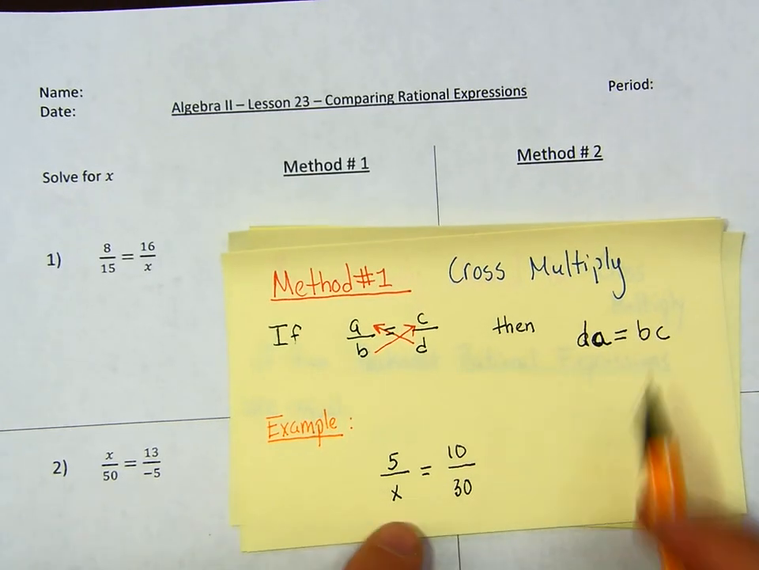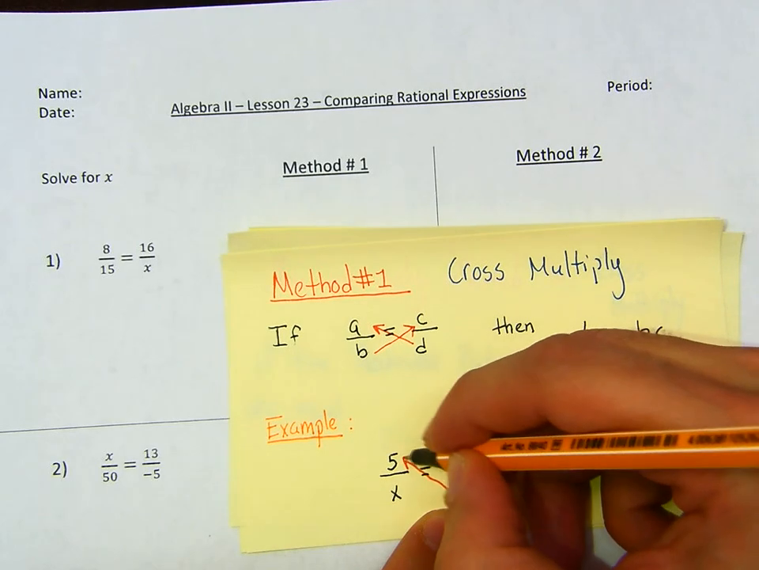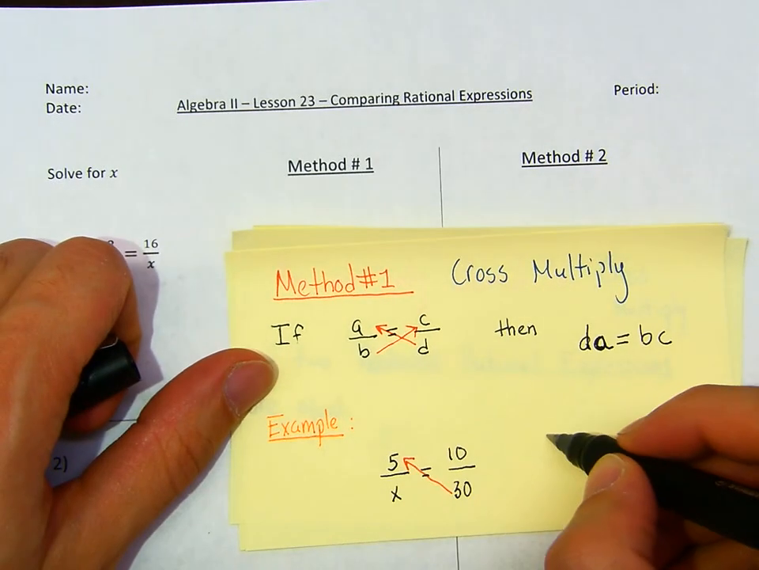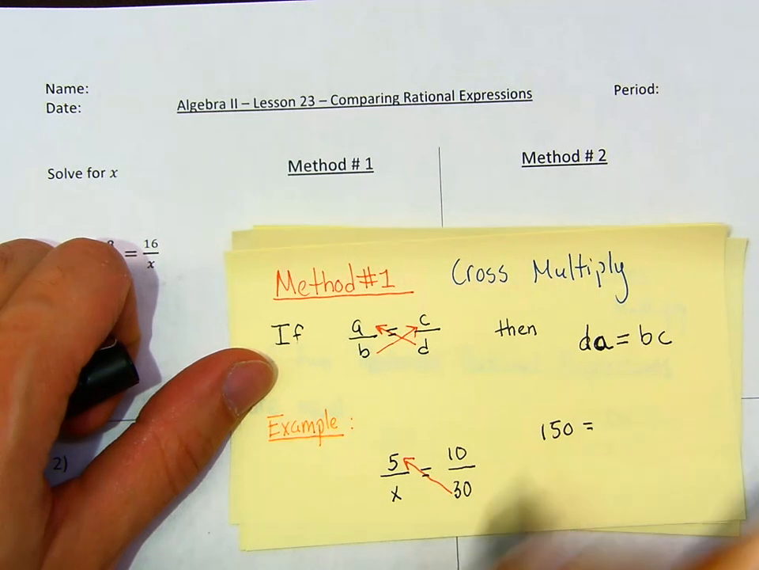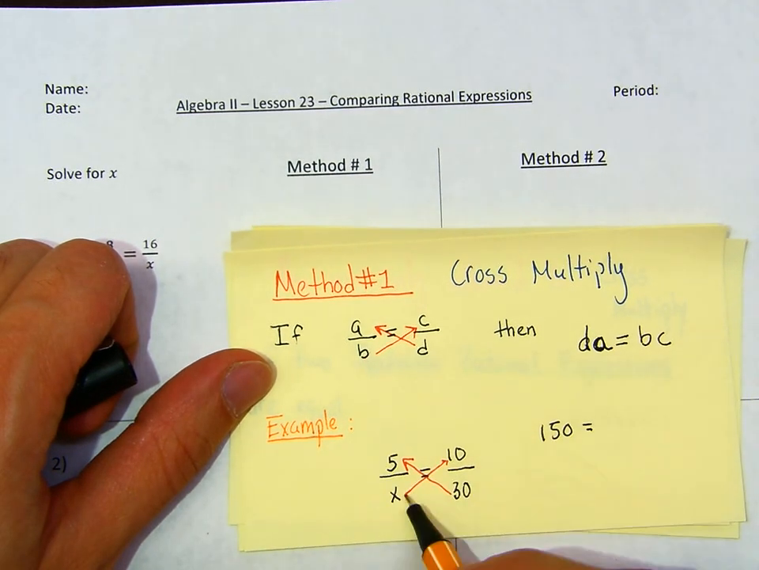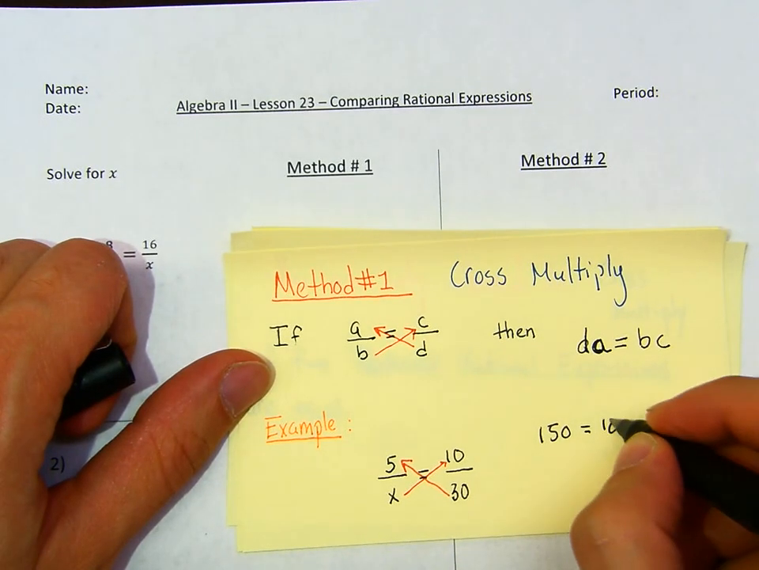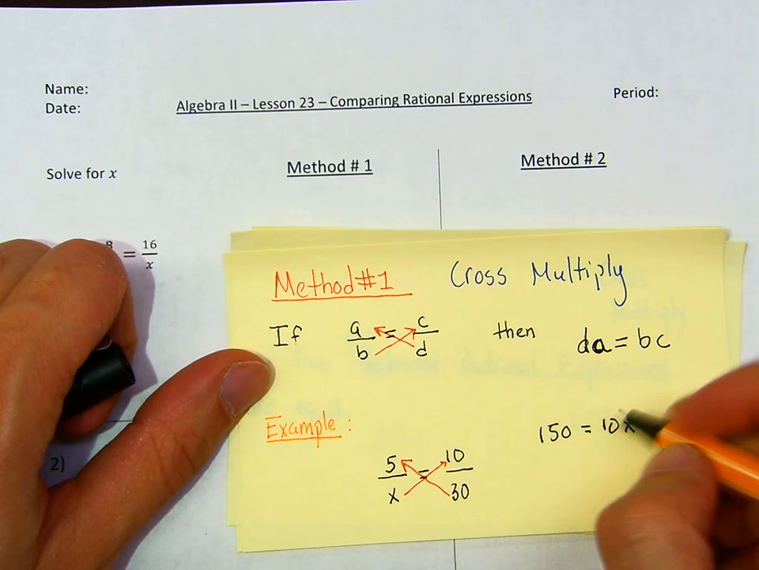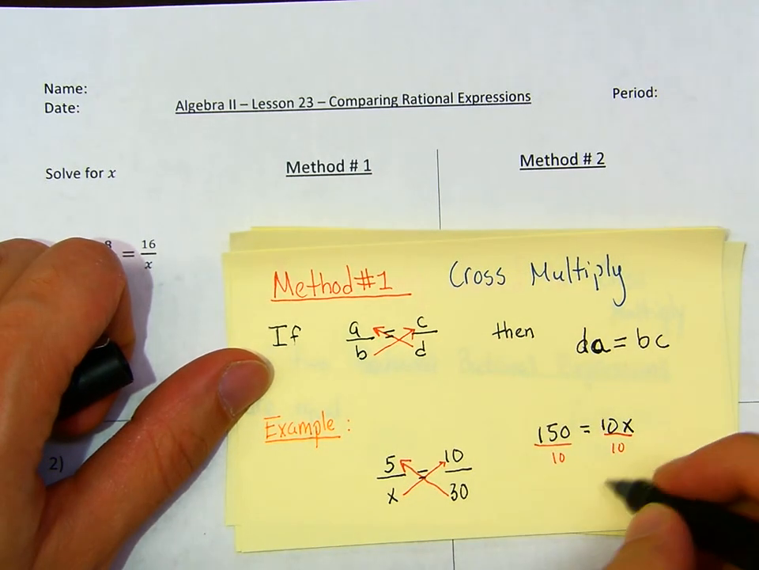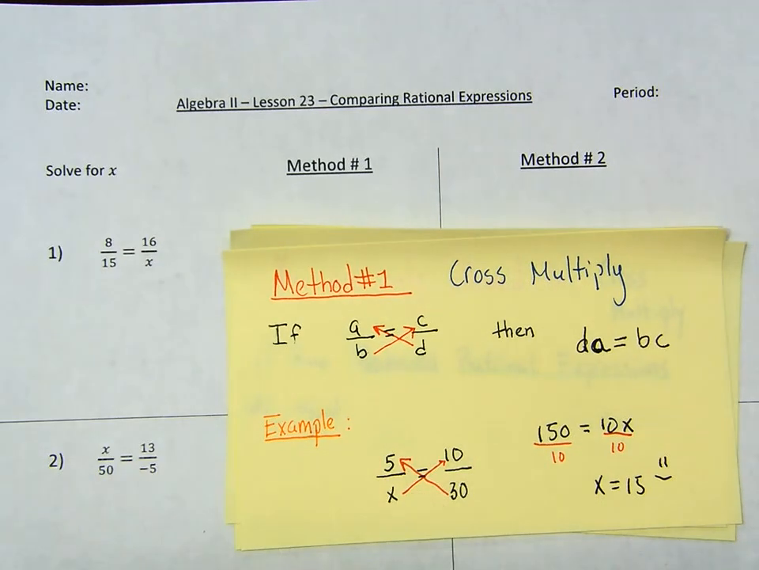So what's the idea here? Let's just follow this. We're doing d times a, so this becomes 30 times 5, which is 150, and then you're doing b times c, so this is x times 10, which is 10x. And then how do you solve for x? Divide both sides by 10, and x is equal to 15. Okay, so that's the idea of cross multiply.